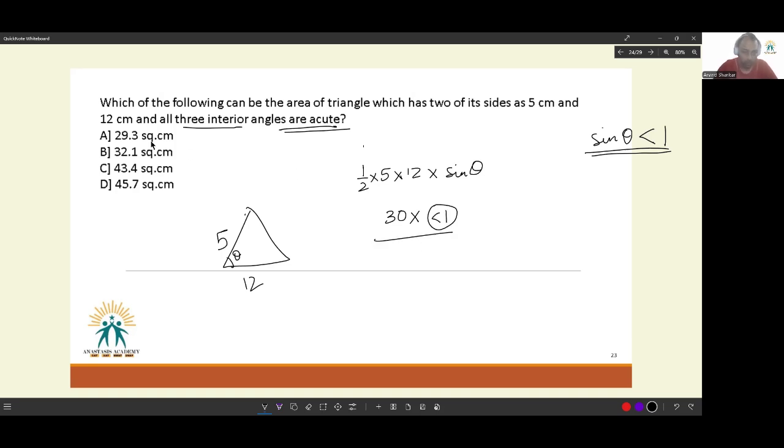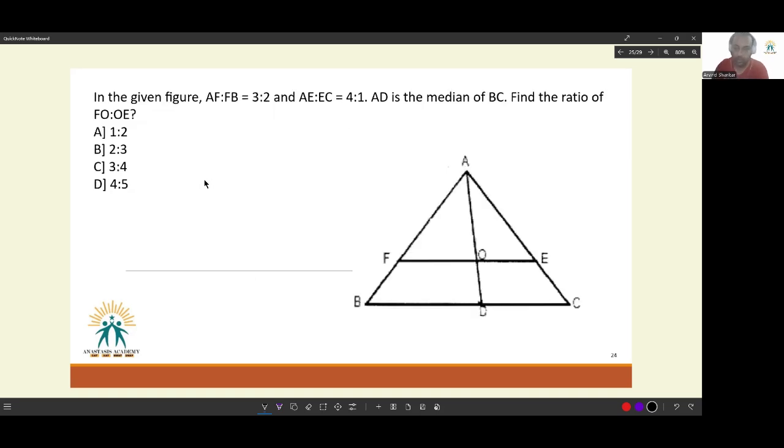So which of the following can be the area of the triangle which is having two of its sides as 5 and 12 and all three interior angles are acute? It has to be the area which is less than 30. So the answer can be option A. These three are greater than 30 and therefore are ruled out. Okay.